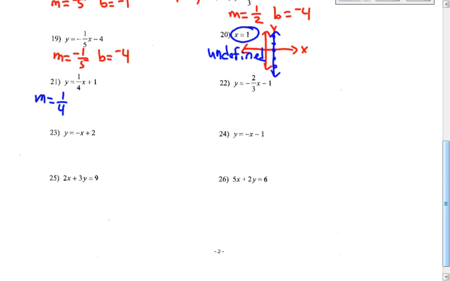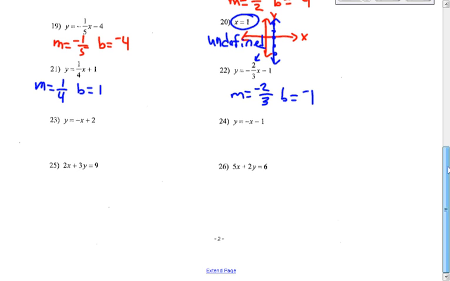M equals 1/4. That's the number before the x. The other number is the y-intercept. M equals negative 2/3, the number before the x, and b, which is the y-intercept, equals negative 1. M equals negative 1. That is a negative sign, so there's a negative 1 in front of the x. And b equals 2. That's the y-intercept. M equals negative 1 again. B equals negative 1.